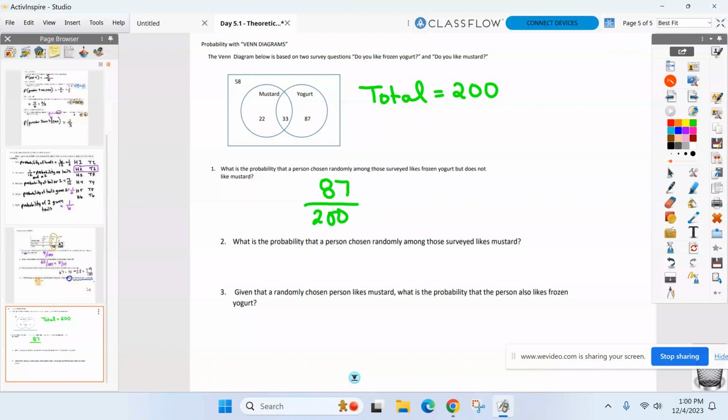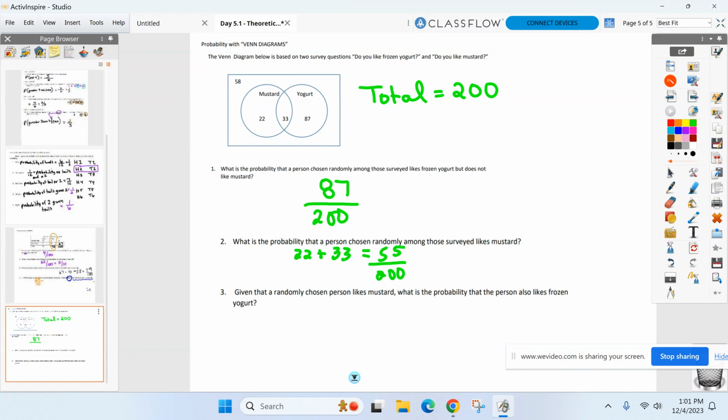Probability they like mustard. Be careful here, they like mustard. 55. I just see 22. What am I missing? Oh, it just says mustard. It doesn't say mustard only. It just says likes mustard. So you can like mustard only or like both. You still like mustard if you like mustard and yogurt. So I got to include that 33. So we have 55 out of 200. All right, watch your mouth here.